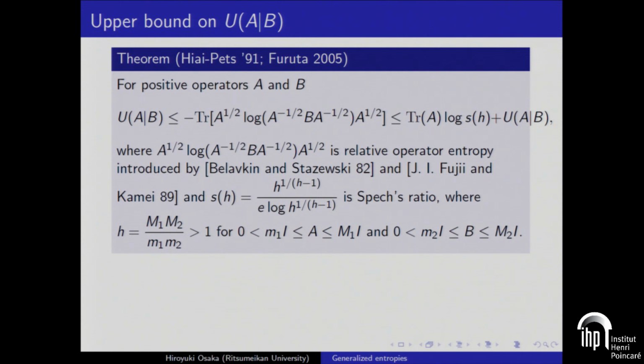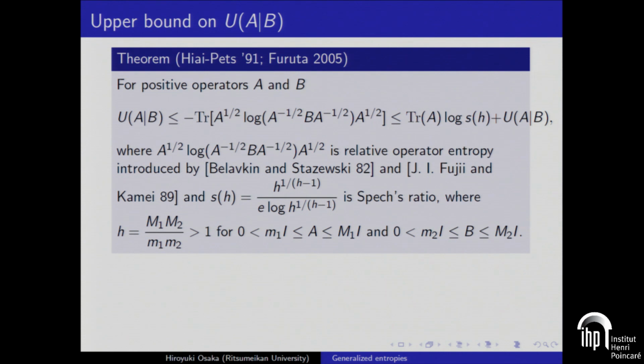There is an upper bound for the Umegaki entropy. This was done by Hiai-Petz in 1991, and later Furuta gave another approach. This one is less than or equal to this value, and this one is also less than or equal to this value. Here it seems like an operator mean, but the logarithm is not a non-negative function. That's why this is not an operator mean, but similar to an operator mean.